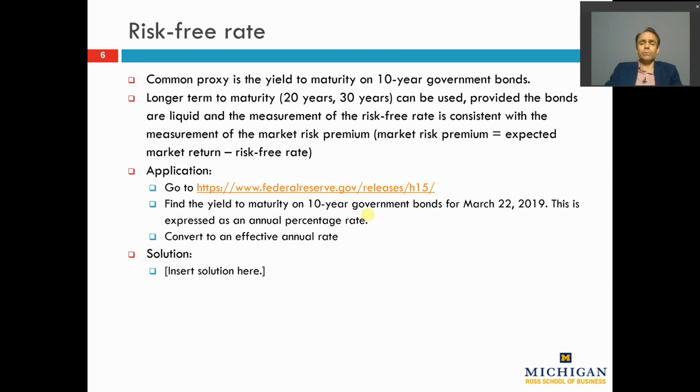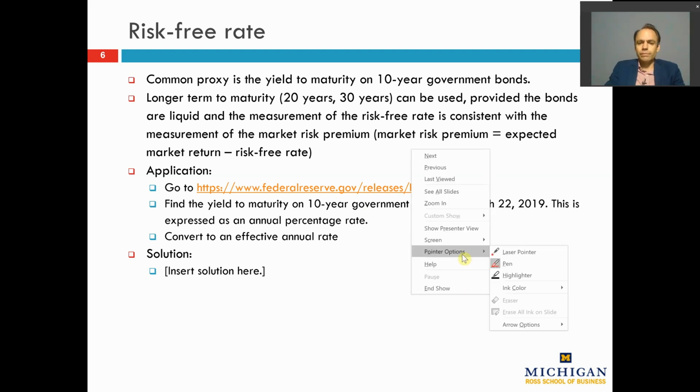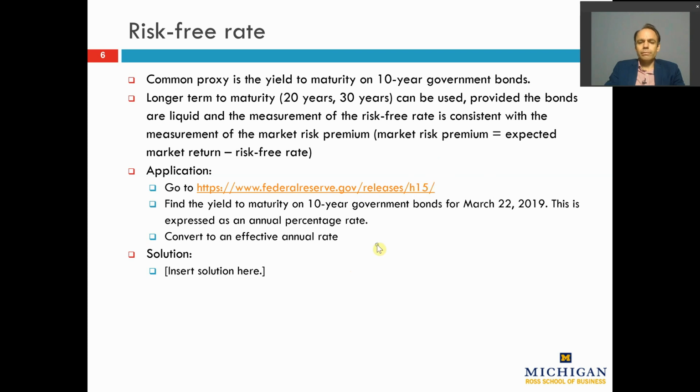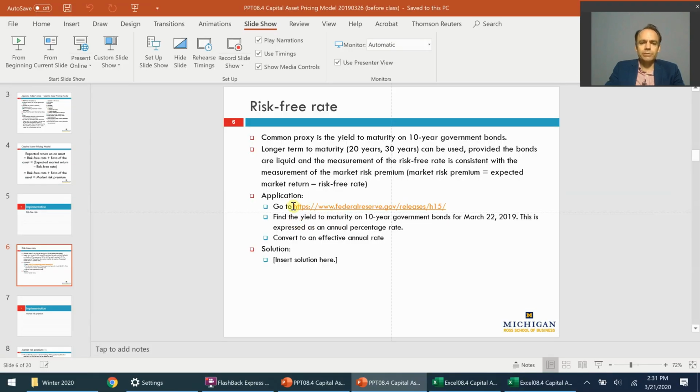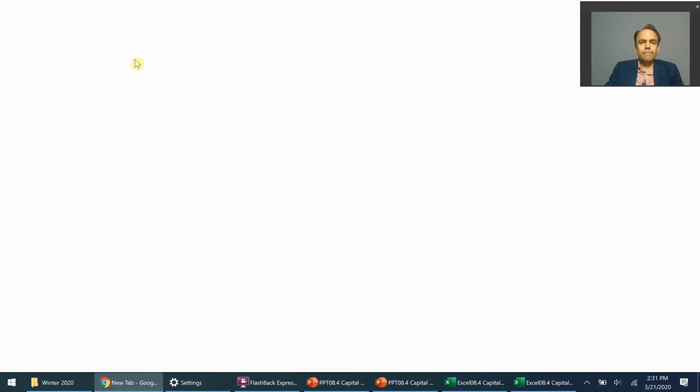So one thing that we can do is go to the Federal Reserve website and observe what is the yield to maturity on 10-year government bonds at some point in time, but we want to convert that to an effective annual rate, because that's typically quoted as an annual percentage rate. Now, I prepared these slides a year ago, and so I'm going to update this data for current information in terms of the risk-free rate. So I'm going to go to the same website that you see here.